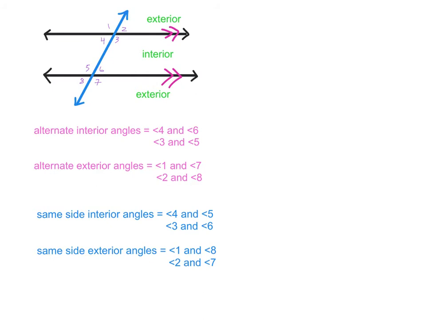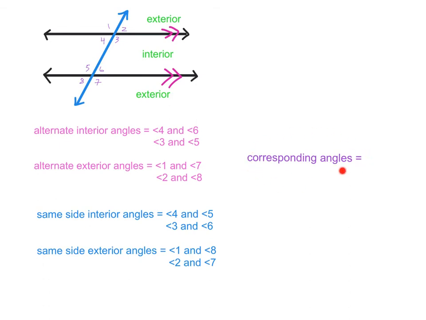So if I look at angles 1 and 8, they are outside and they are to the left of my transversal. So 2 and 7, they are again on the right side of the transversal, so same side of the transversal, and they are exterior angles. Okay, we have one more type of angle to name.